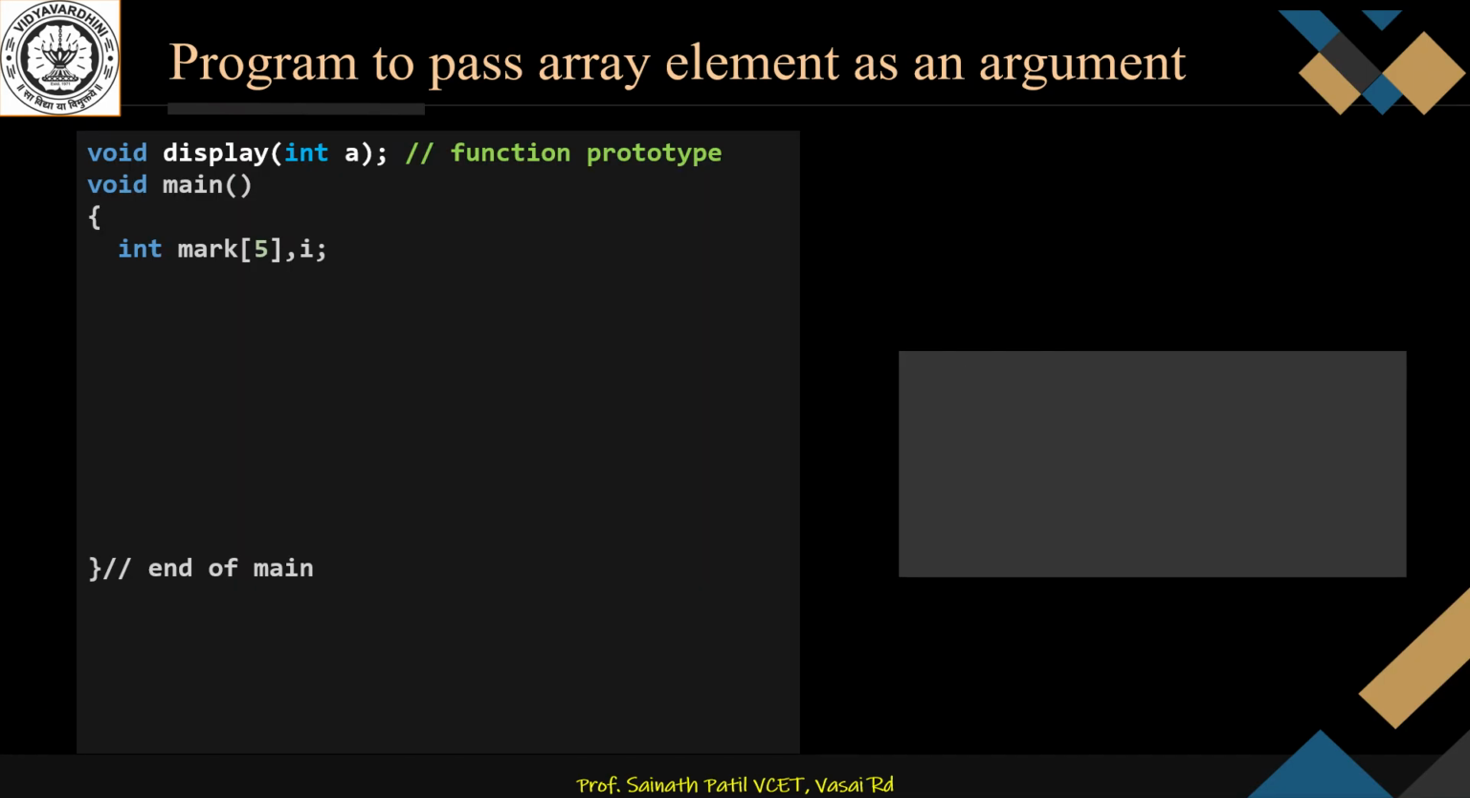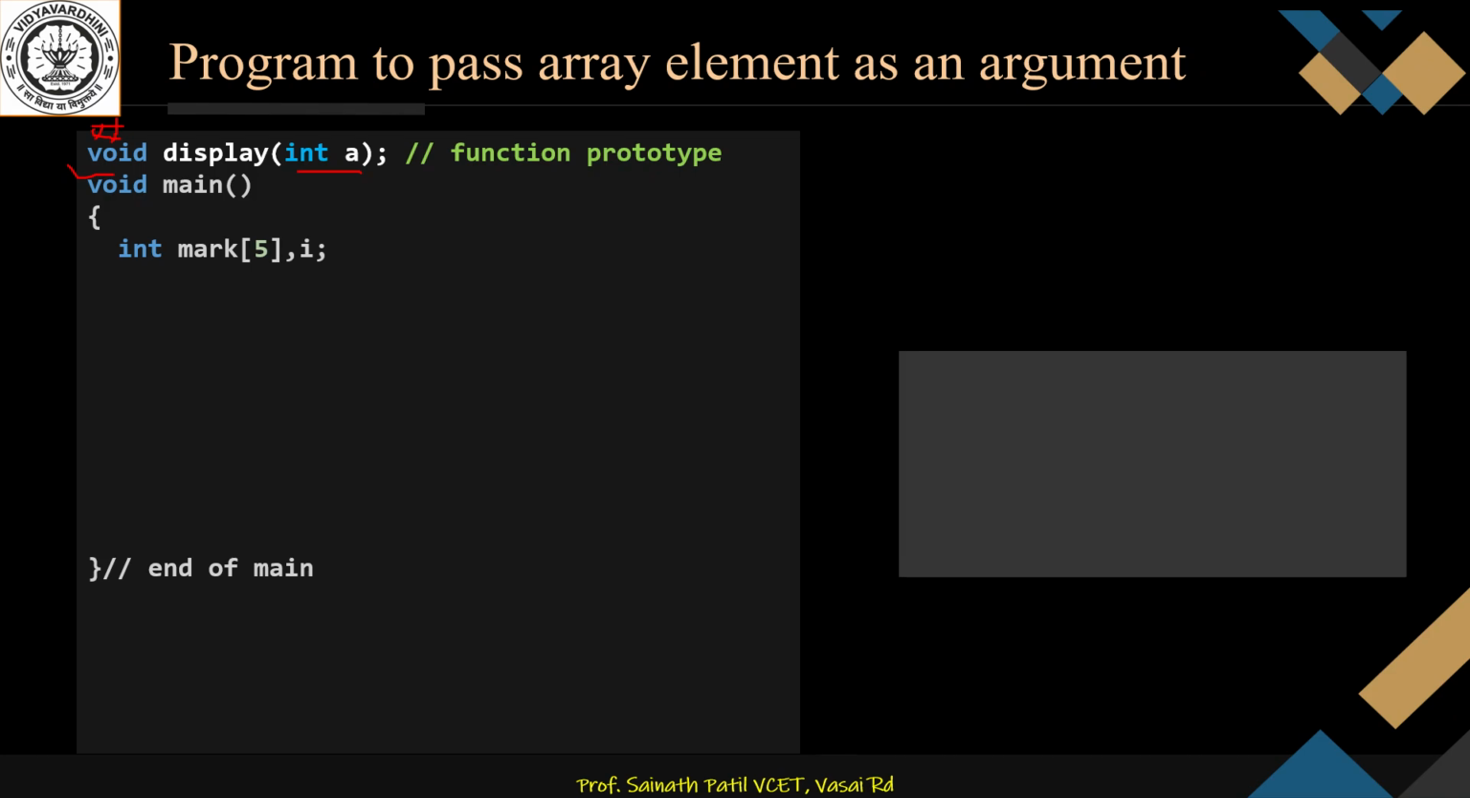Let's write a simple program. Pass an array element, that is an individual array element, as an argument to the function. The first line, after hash include, which I have not written over here but you should consider it, is the function prototype: void display, in parentheses int a, semicolon. This function takes one argument of kind int.